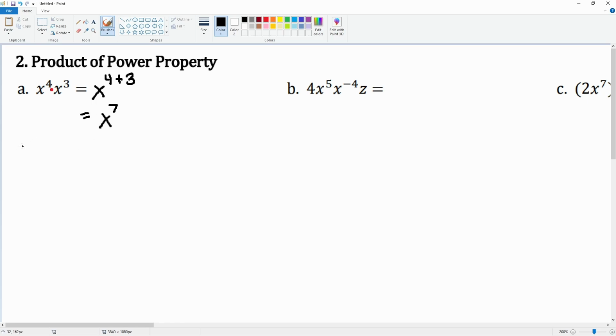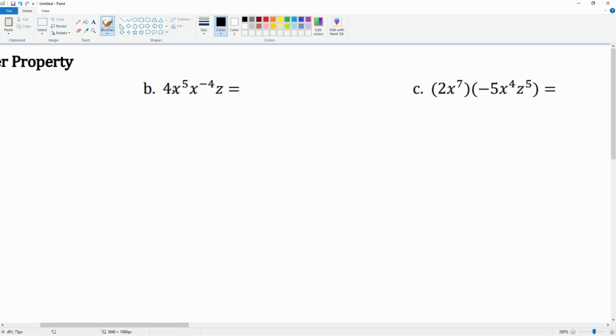Okay, the reason why is because x to the 4th really means x times x times x times x. That's what x to the 4th means. Then what does x to the 3rd mean? That means it is going to be x times x times x. There are 7 x's together. That's the reason why we add the exponents, leaving you with an x to the 7.